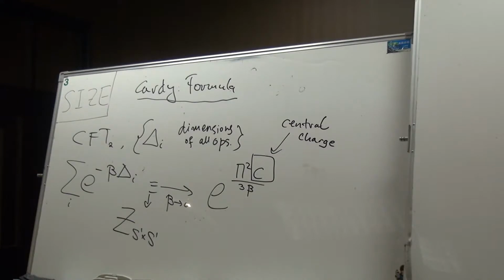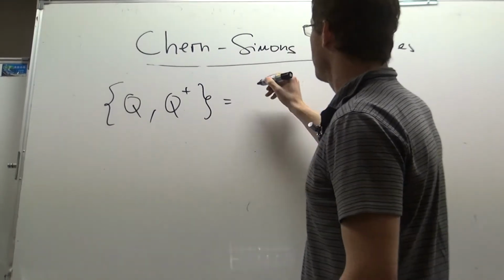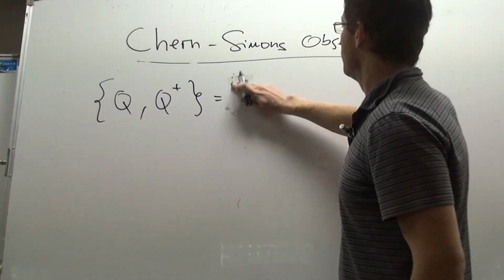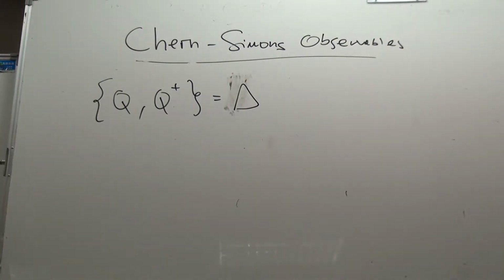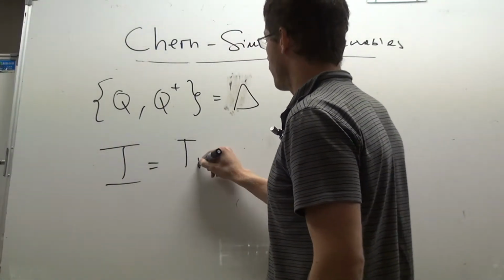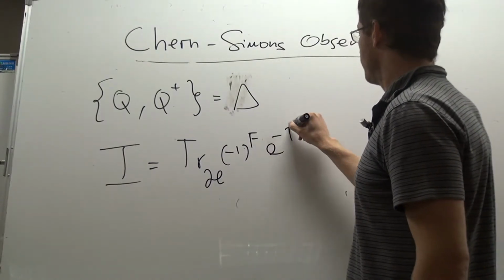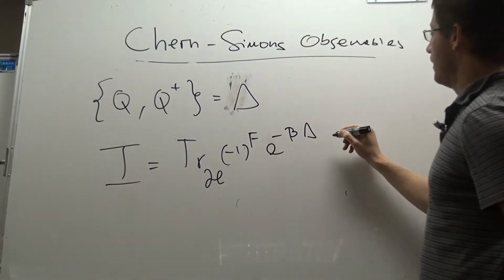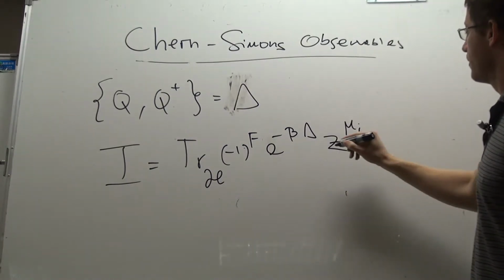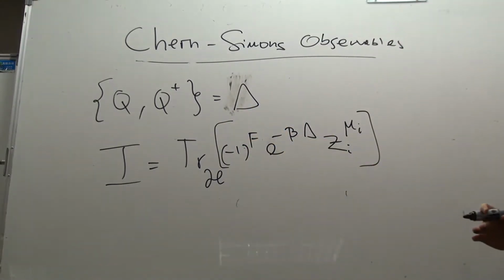So when you have supersymmetry, suppose you have any kind of generic supersymmetry algebra. So we have Q with Q dagger, which is equal to H, or delta, that we call delta for future reference. Okay, so if you have a theory with such an algebra, Witten has argued that you can define the following interesting object. You can trace over the Hilbert space of the theory, putting (-1)^F, e^(-beta delta), and then you can put some z_i to the power mu_i. Okay. So you can take such a trace, and that would be a nice object to study for the following reasons.